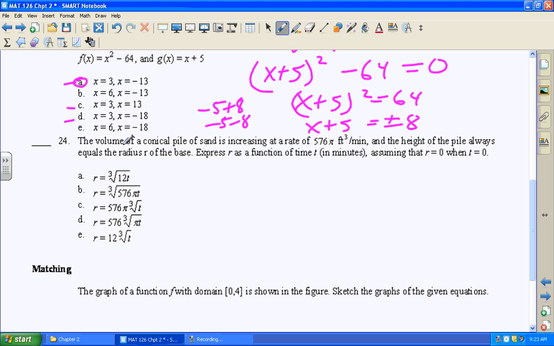It is. The volume of a conical pile of sand is increasing at a rate of 576 pi cubic feet per minute. And the height of the pile is always equal to the radius of the base. Express r as a function of time in minutes, assuming r equals 0 and t equals 0.